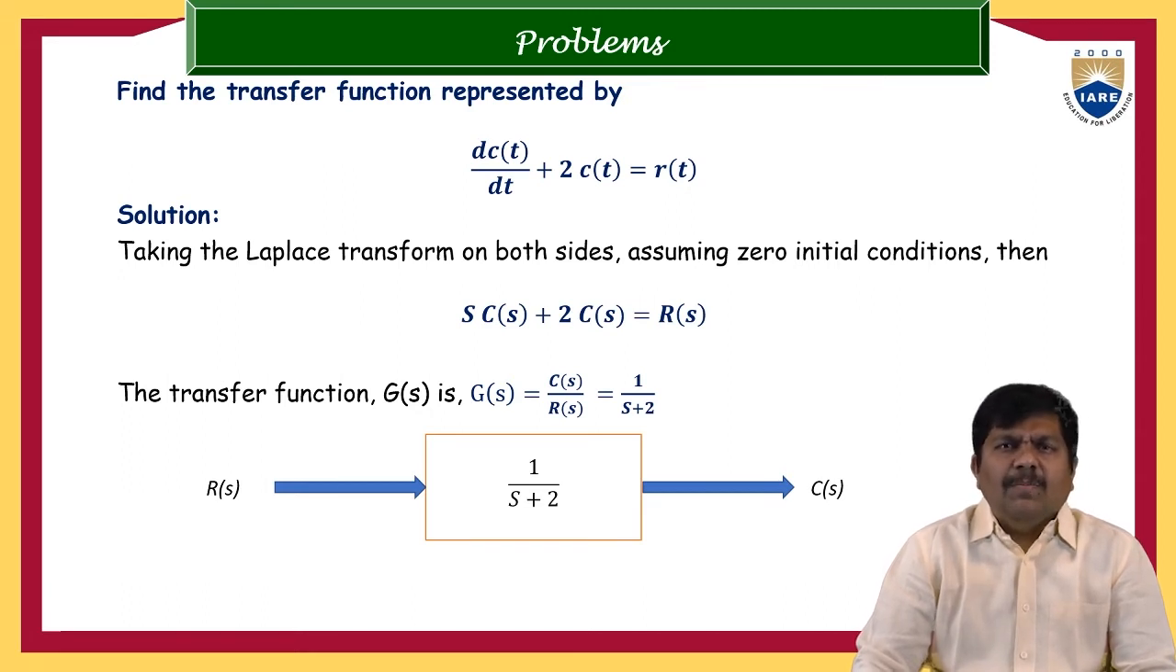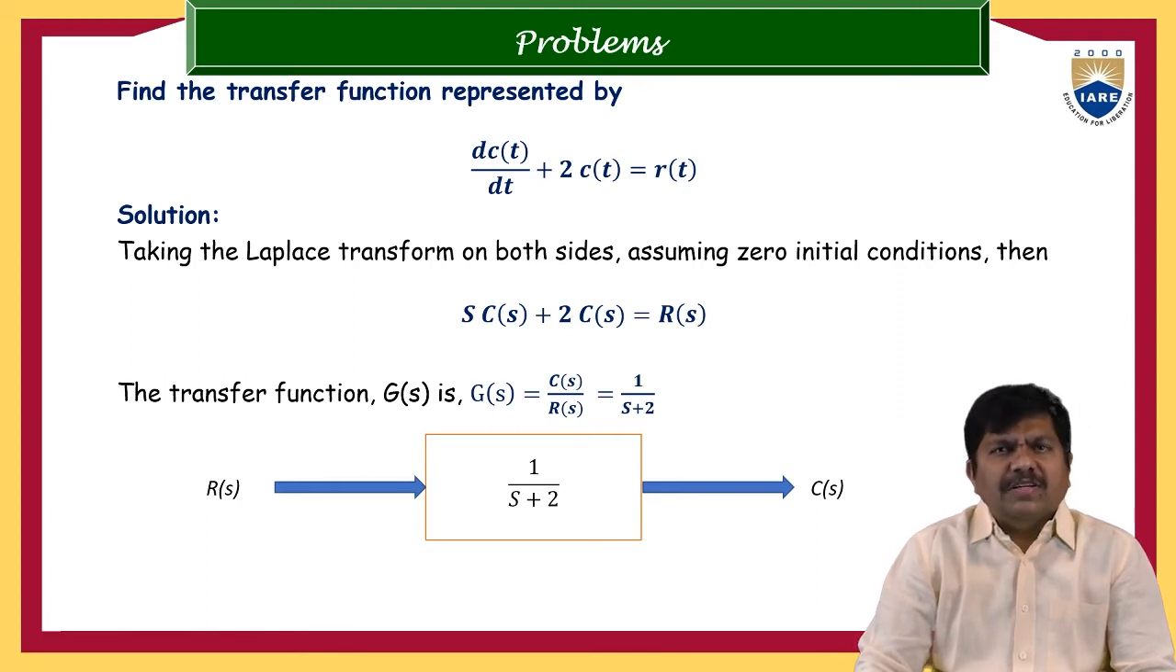This is the Laplace form of the first order differential equation given. On the left side, C(s) is present in both terms, so let me take C(s) as common. The remaining factor is (s + 2), and on the right side it is R(s).